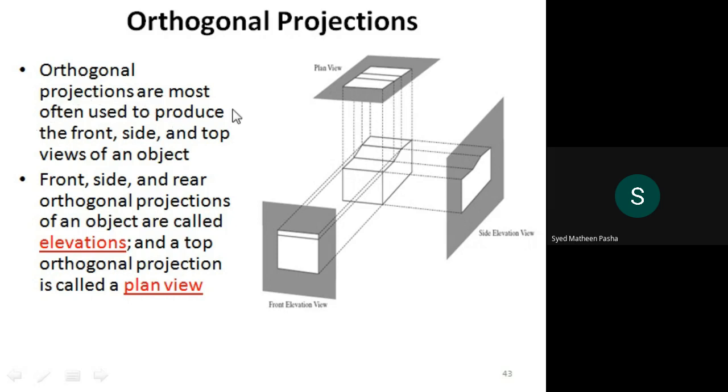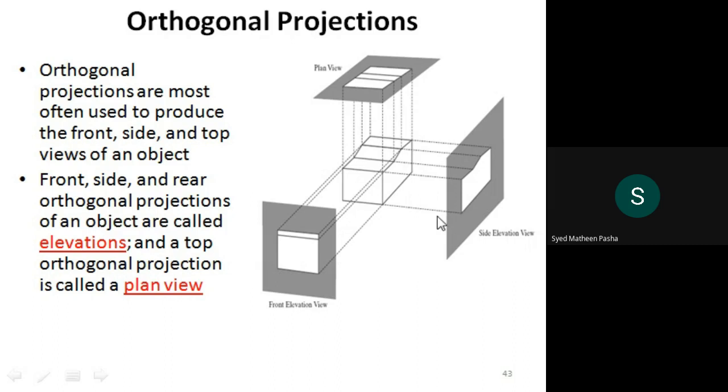Orthogonal projections are most often used to produce the front, side, as well as top view of an object. As I told you, front, side, as well as rear orthogonal projections of an object are called elevations, and the top orthogonal projection is called plan view. That is, if you are finding out the front view as well as side view of that particular object with respect to orthogonal projections, those are the elevations you are doing with respect to the object.